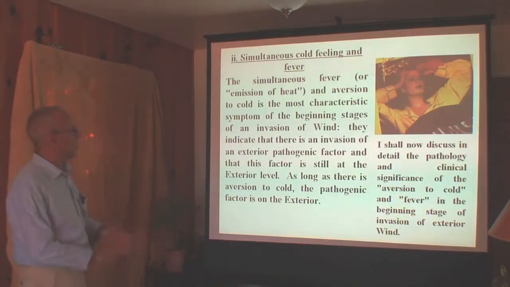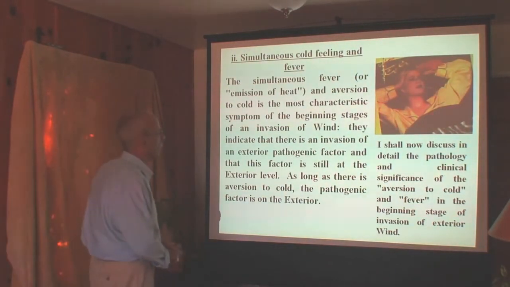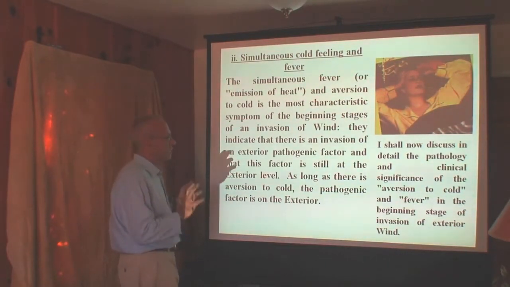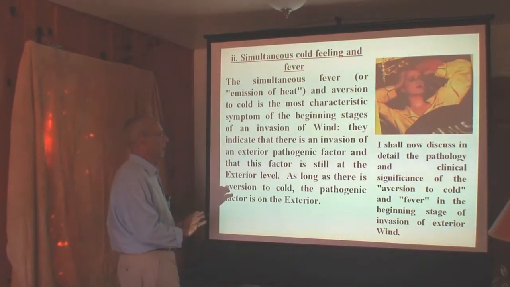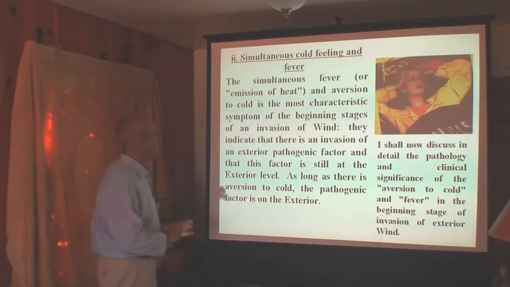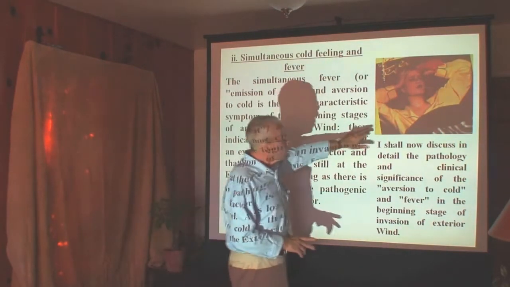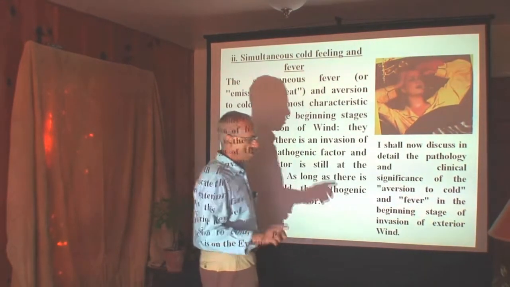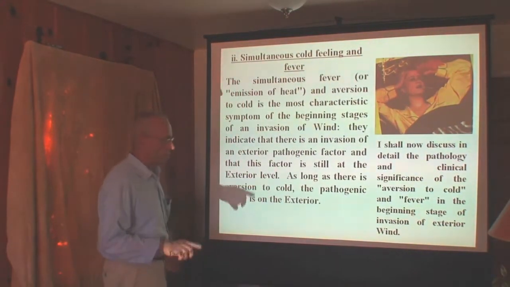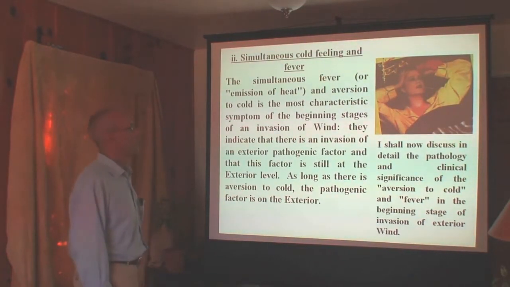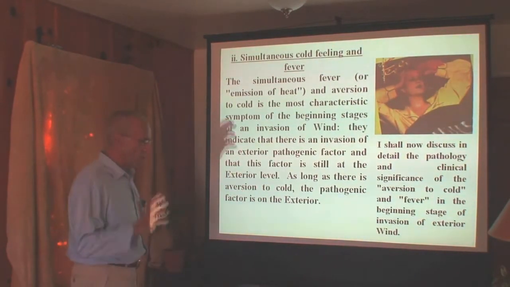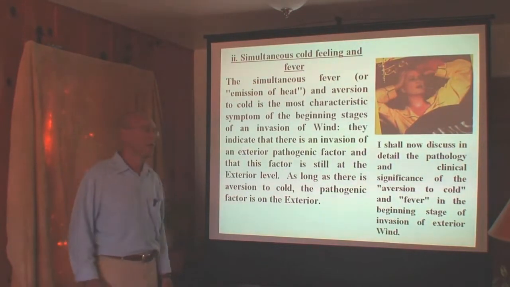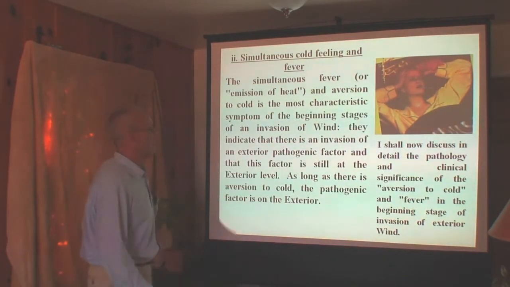So this is repeating what I said earlier. It's worth repeating. A typical manifestation of the exterior stage, exterior level, or the wei level, is the simultaneous feeling of cold. The patient feels cold and is shivering because the wei qi is obstructing the space between skin and muscles. And I repeat, you have aversion to cold in wind heat as well. It's a total misconception that you don't have aversion to cold in wind heat.